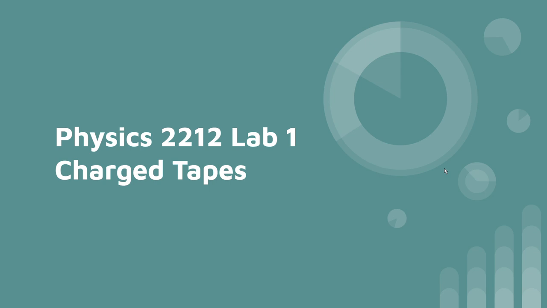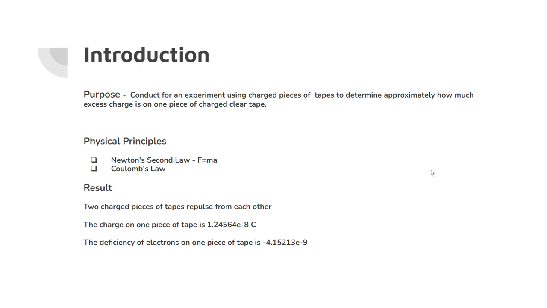This lab is based on the charged tapes experiment. The purpose of this lab experiment is to conduct an experiment using charged pieces of tape to determine approximately how much excess charge is on one piece of charged clear tape. The main physical principle of this lab is using clear tapes to modify charges, assuming that each piece of tape had equally distributed charge, in order to apply Coulomb's law using Newton's second law, which is force equals mass times acceleration.